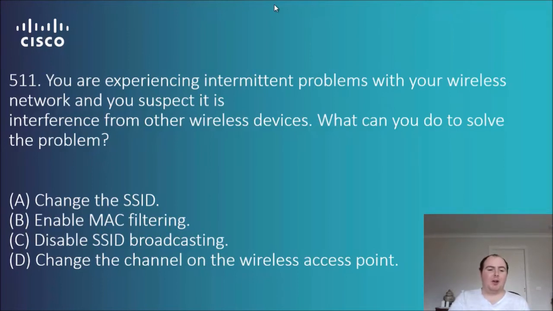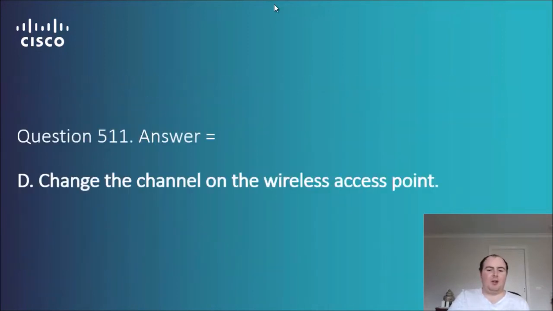When there's interference from other devices, it can have problems with the actual network profiles if they are corrupt on, say, a Windows machine or a Mac machine. However, not that. MAC filtering will only be a security mechanism for devices that can connect to it. The router will filter by MAC address, and only the MAC addresses that it will allow through can work. Disable SSID broadcasting, again, doesn't really matter. It's just not allowing people to see it easily. So that leaves us with D, change the channel on the wireless access point.